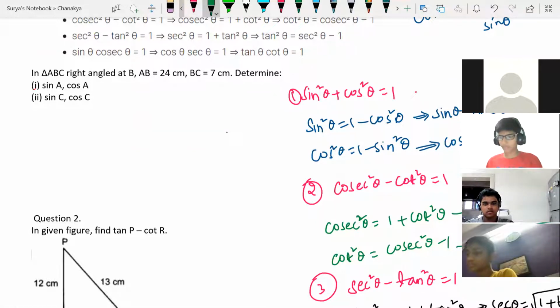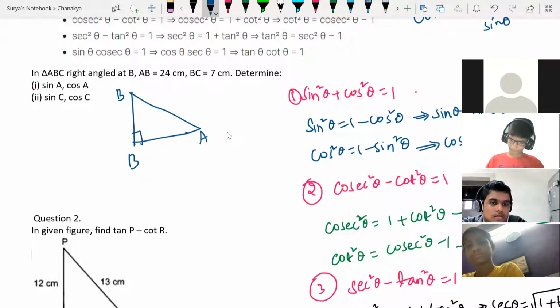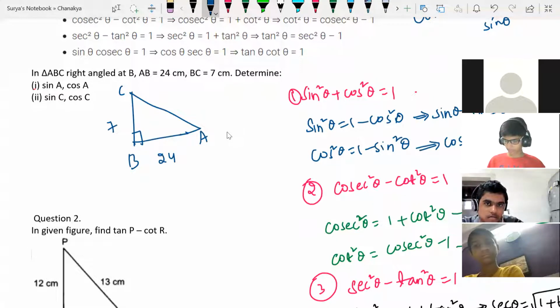Look at this. The first question is sin A, cos A. Right angle triangle at B is given, which means this is B here, so A, this is B. AB is given as 24, and BC is given as 7.